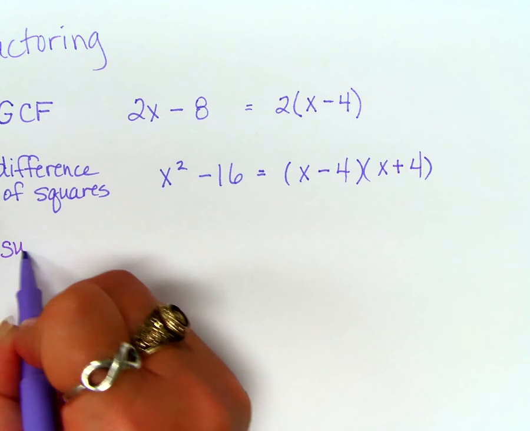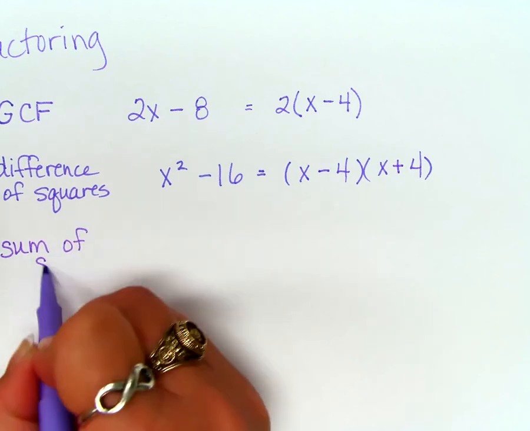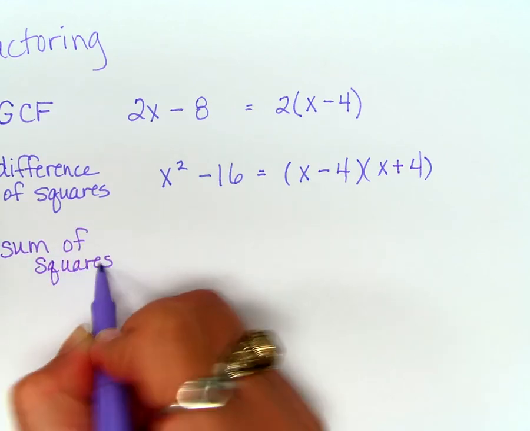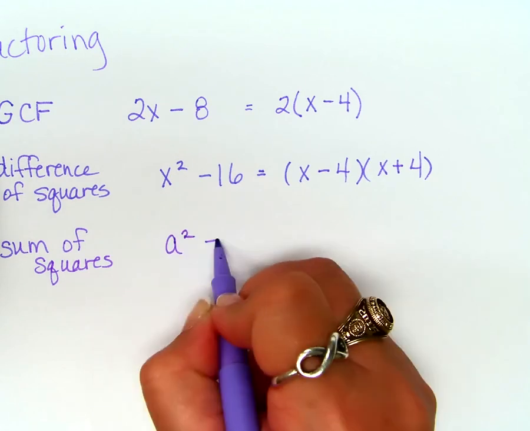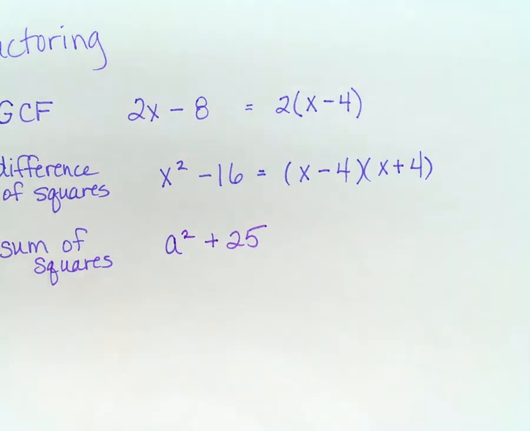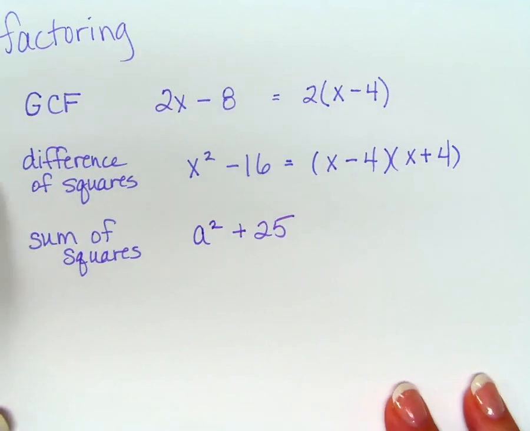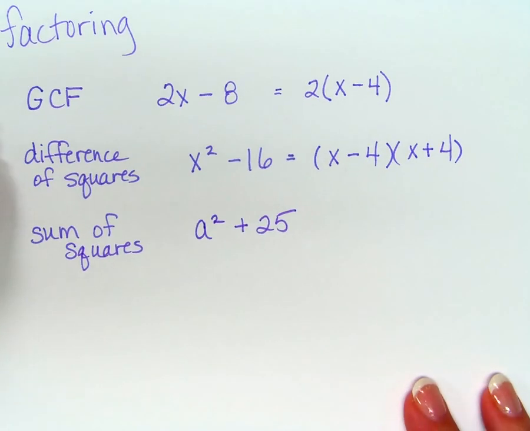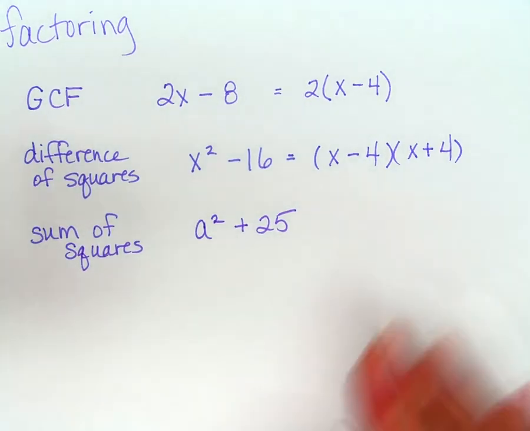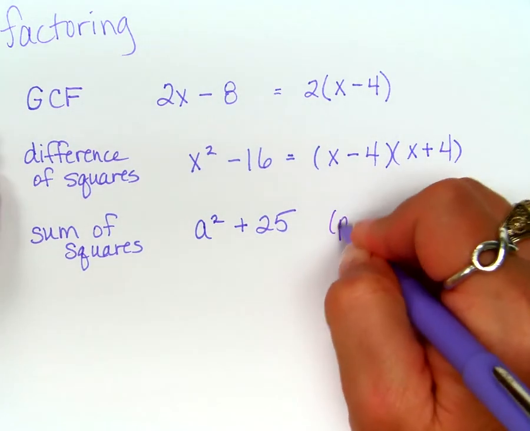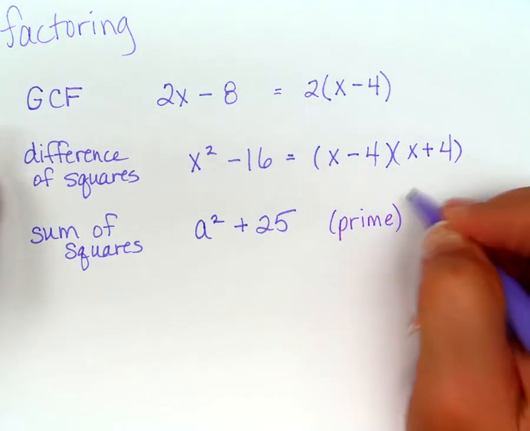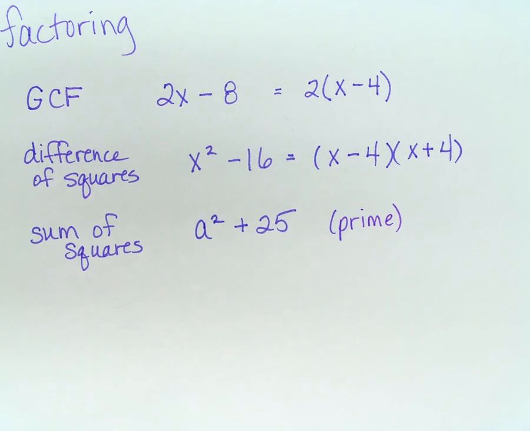We might have the sum of squares. For example, a squared plus 25. Do you remember the pattern when we factor the sum of squares? Okay, we're done. Remember this one was prime? It cannot be factored. The only divisors are itself and 1. So sum of squares is super easy because you're done.